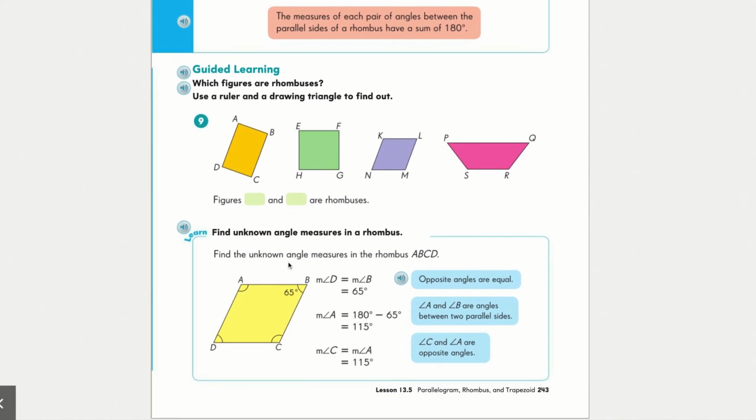So you can always find the unknown angle measures in a rhombus. Opposite angles are equal. This is 65 degrees. This is 65 degrees. This is 180 degrees minus 65, so it's 115 degrees. And this is 115 degrees.